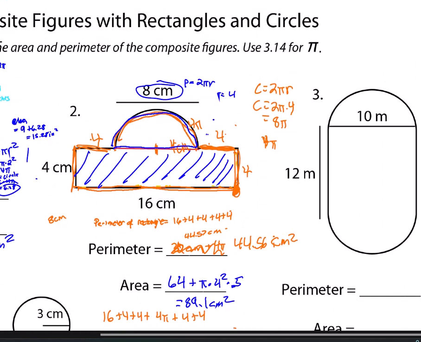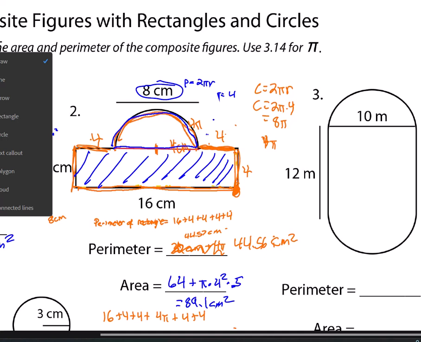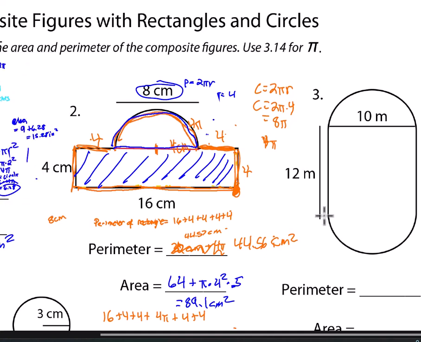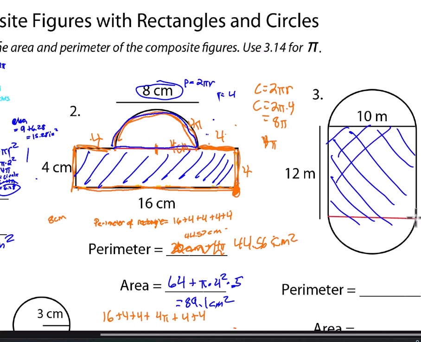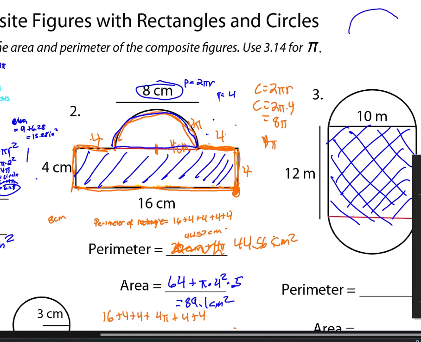All right, so now moving on to number 3, sometimes you have to be clever to see where your shapes are. So notice on number 3 that if we drew a line right across here, then in the middle we'd have a rectangle. And then on either end, we would have a circle. You can imagine if I took the top part of the circle and the bottom part of the circle and put them together, I'd have a whole circle.